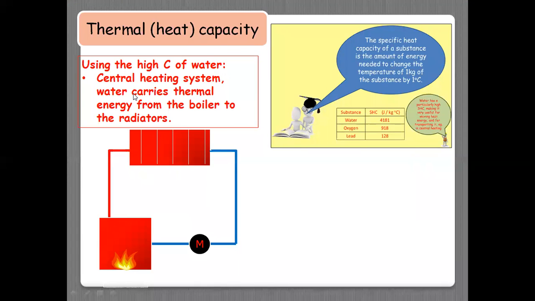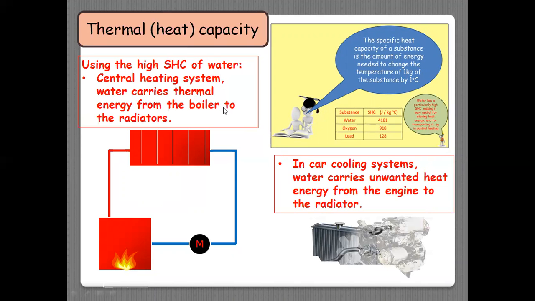For example, in a central heating system, water carries thermal energy from the boiler to the radiator. This is one of the applications because of the high specific heat capacity of water. Also, in a car cooling system, water carries unwanted heat energy from the engine to the radiator. These are the two applications of using the high specific heat capacity of water in life.